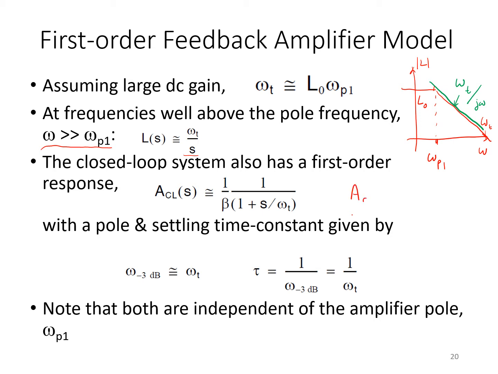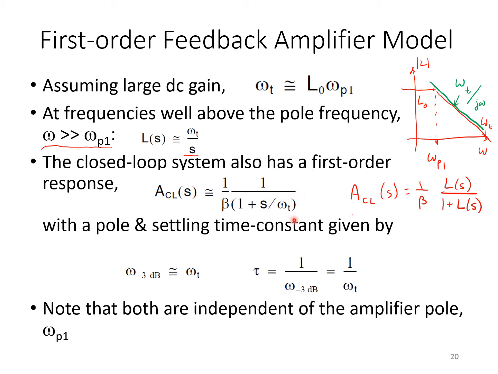Recalling also that the closed loop response is 1 over beta times L over 1 plus L. If we make use of our integrating model here and substitute that into this expression, it's straightforwardly simplified to this expression here, which shows some good intuition, which is that the closed loop response is its desired value, 1 over beta, with a single time constant dynamic response, a single pole at omega t, not at omega p1.